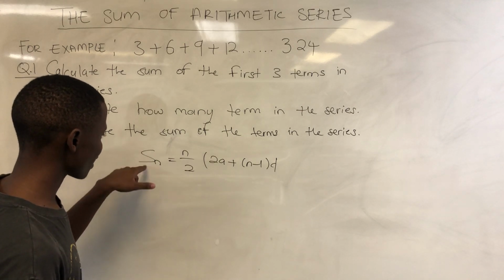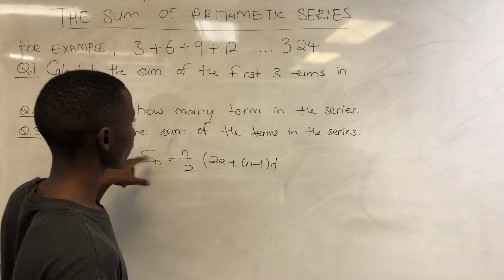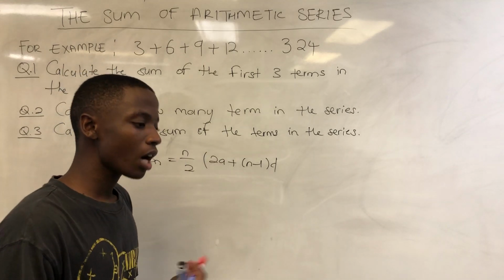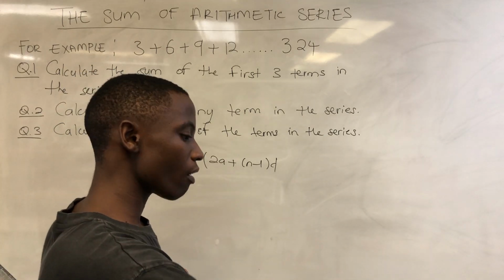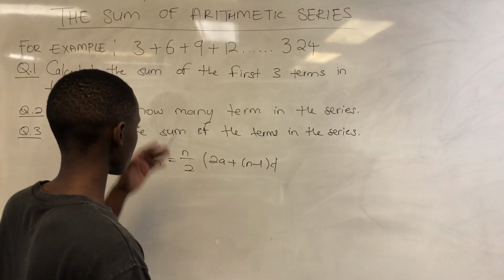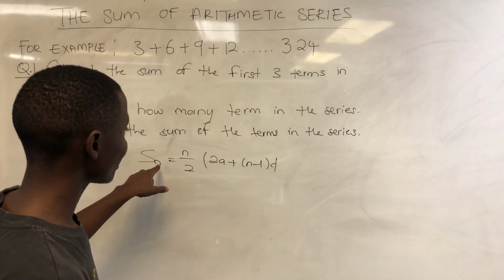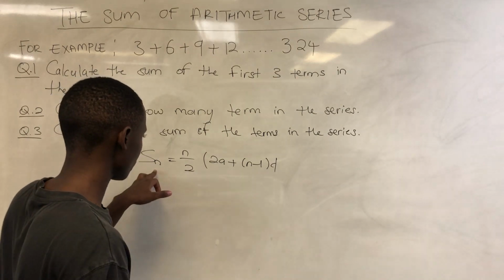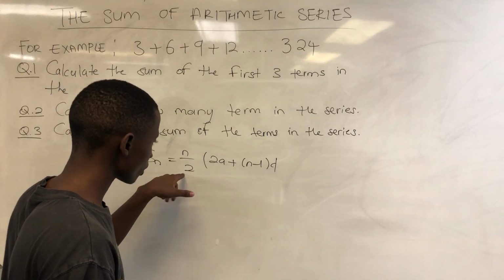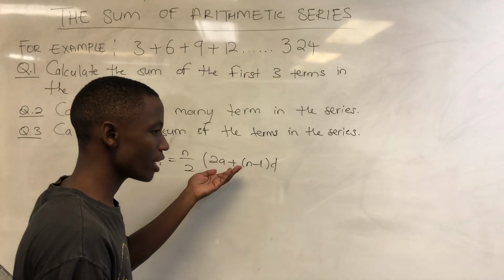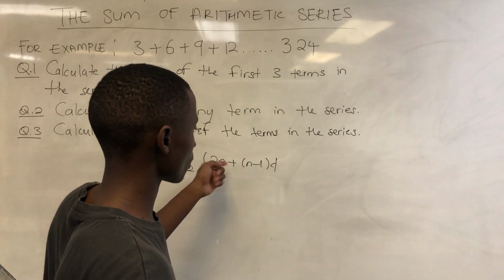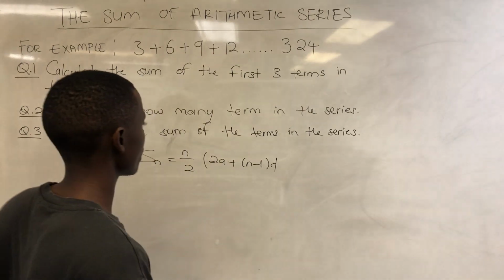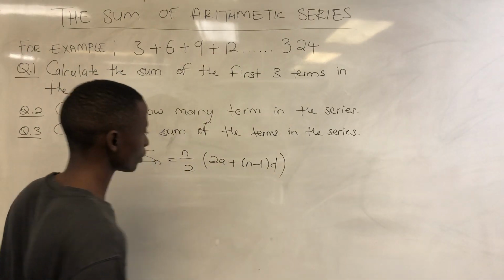Let me break it down for you. Sn stands for the sum. n stands for how many of the first terms of the series you are calculating for. In this particular case, we substitute 3 because we're calculating for the first three terms. a is the very first term of the series, and d is the common difference.